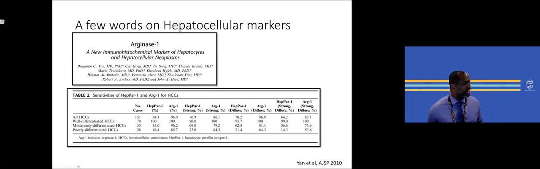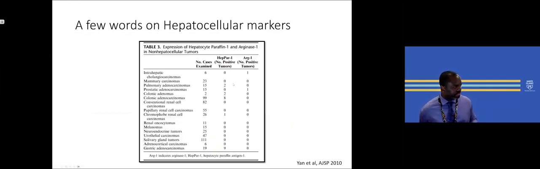This was originally presented by John Hart, working together with a group of outstanding liver-focused pathologists, and they were able to show that, looking across all the HCCs, arginase was the best marker. Arginase was really the better marker when you compare it to HEPAR1, looking at just the extent of staining, but also when you look at the strength of staining, arginase was also superior to HEPAR1.